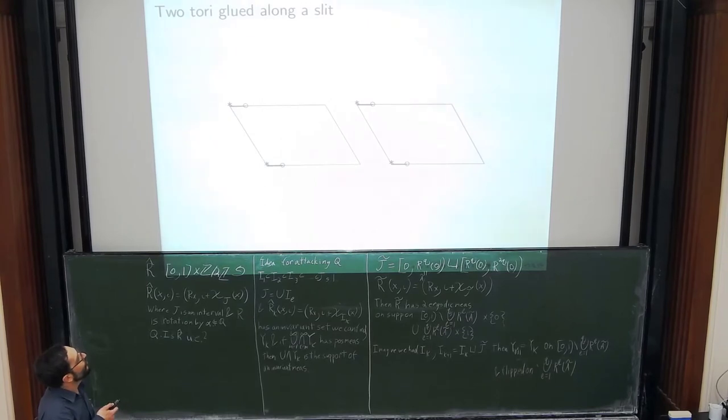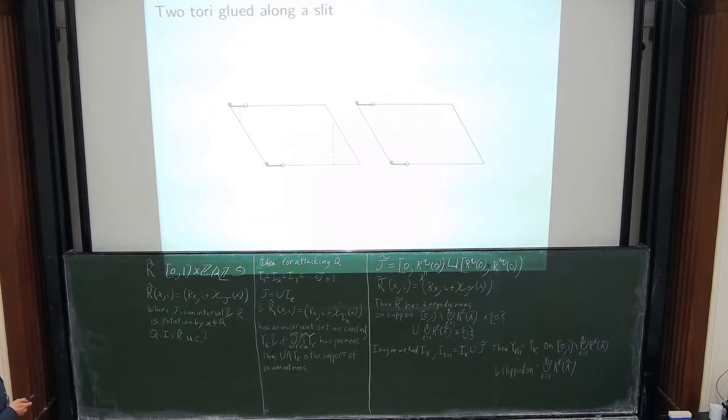I've marked you the two cone points. All of the asterisk points are identified. All of the circle points are identified. And you can easily compute that the cone angle of both of these is 4 pi. So this is a picture of a translation surface. You can think of this as being two identical tori glued along a slit. In what sense? If I remove all of the red and the blue, I disconnect these two tori. I no longer have a connected translation surface. I have a disconnected one with boundary components. Everyone happy about this? And this is what I mean by two identical tori glued along a slit. Are people happy about that?